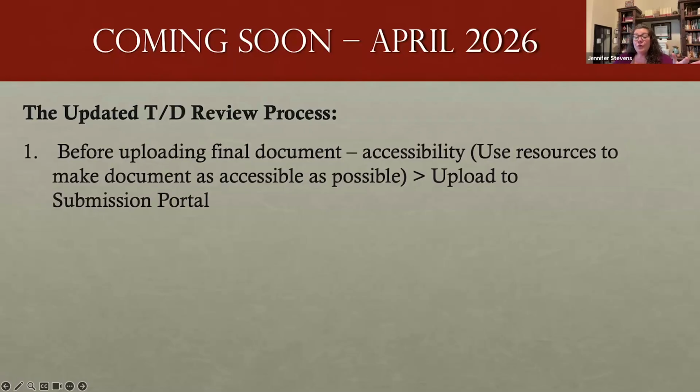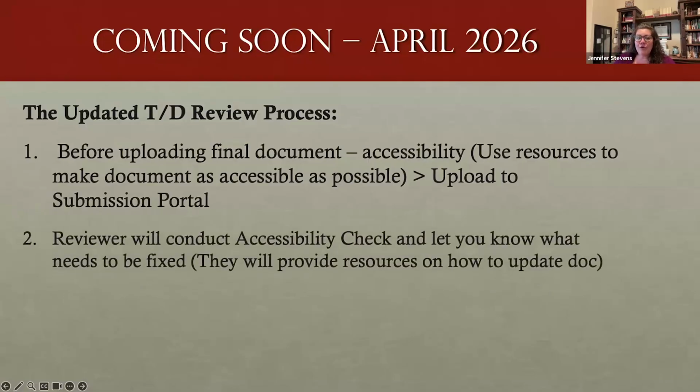So before you upload your final document to the portal to have us review, it'll ask you a question on there. Have you checked that your document is accessible? And using the resources that I just had on that other slide, there's several different ways you can check that. And so you'll want to do your own check and use the resources provided to try and make it as accessible as possible, and formatting. And then you're going to upload that to the submission portal.